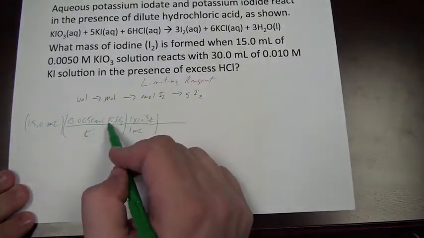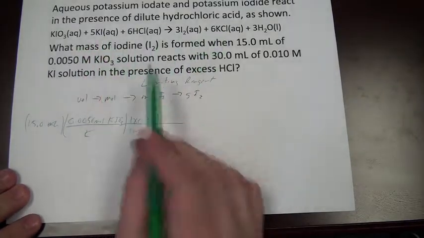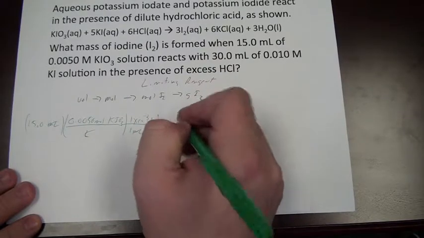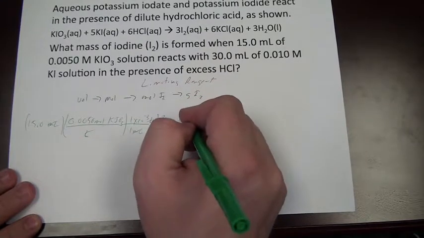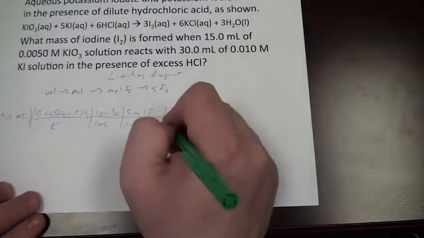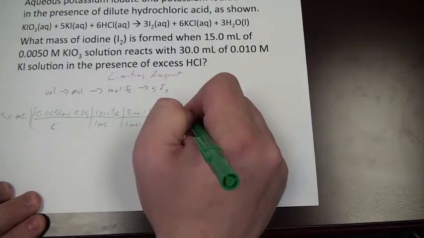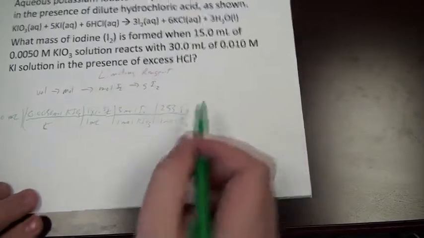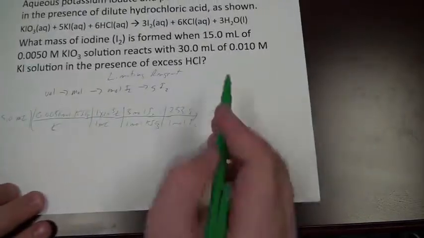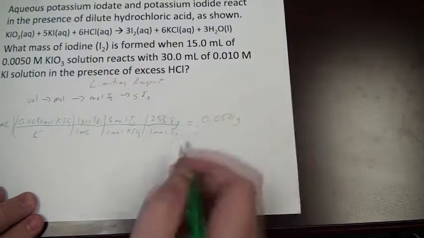So now we have moles of KIO3. We're now going to go to moles of I2 from the balanced chemical reaction. So for every 1 mole of KIO3, we get 3 moles of I2. And just like before, for every 1 mole of I2, we have a mass of 253.8 grams. So if we converted all of this KIO3 to I2, we get a mass of 0.0571 grams.